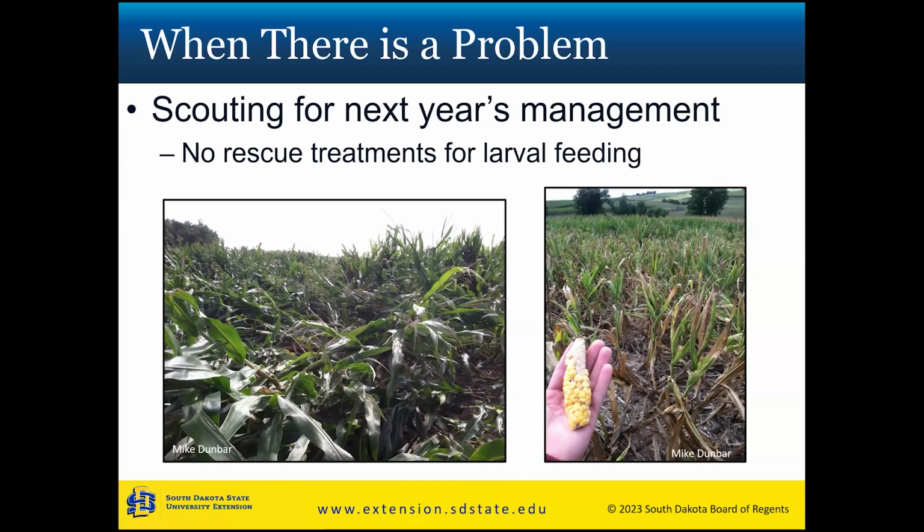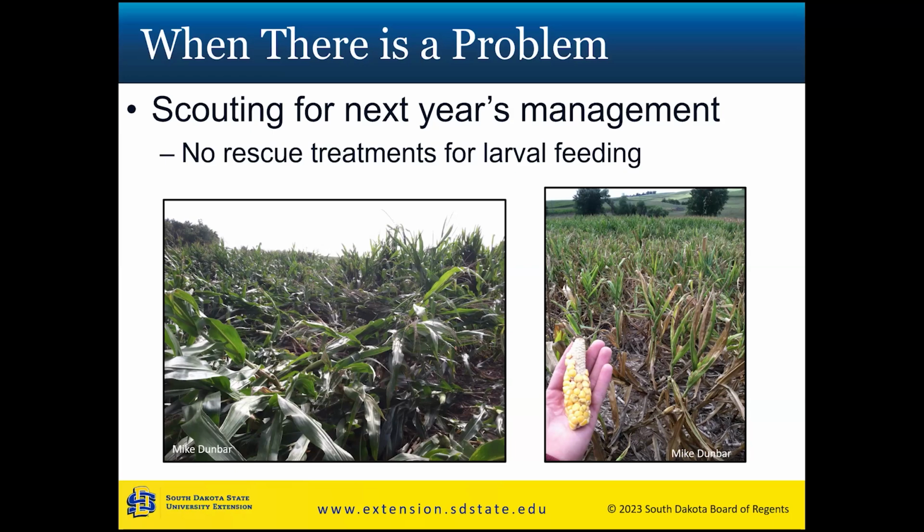The whole point of all this scouting that we're recommending is to avoid issues like those shown in the pictures. And the big issue with corn rootworms is we have no rescue treatments. So once that corn seed is in the ground, we're crossing our fingers we don't have a rootworm issue. If we scout, we can have a better idea. We don't have to do quite as much crossing of our fingers. We have an idea of what's going on in that field.